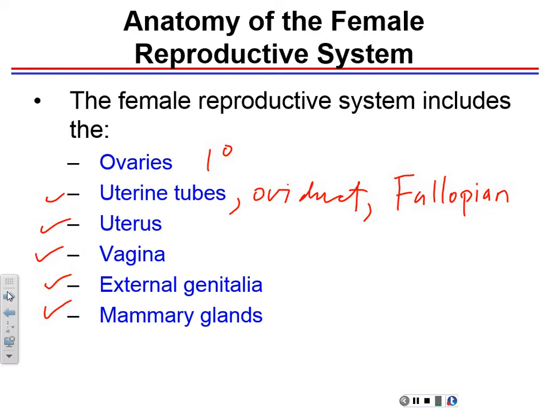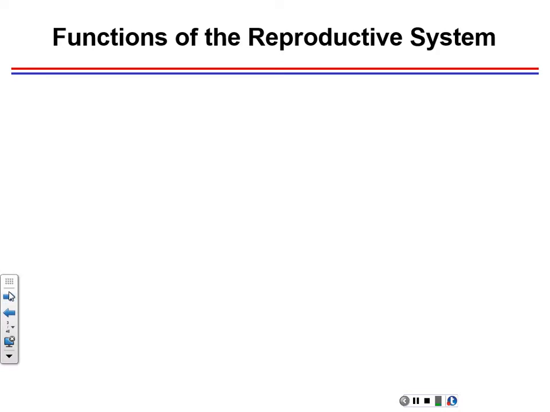All right, and then of course mammary glands that produce milk to nourish the neonate after birth. So we'll talk about each of those, their characteristics, and the functions that each contributes to reproduction in the female.